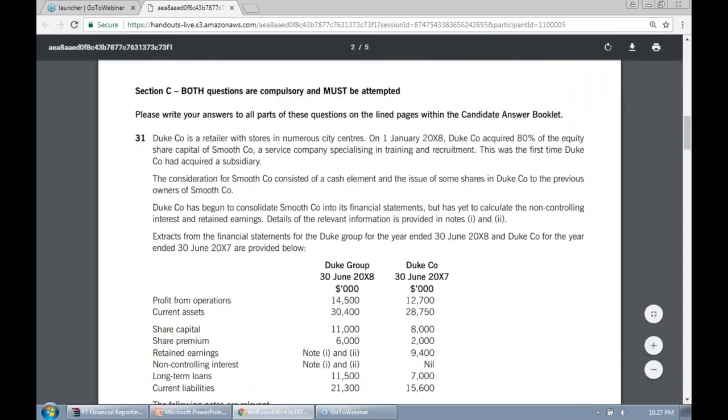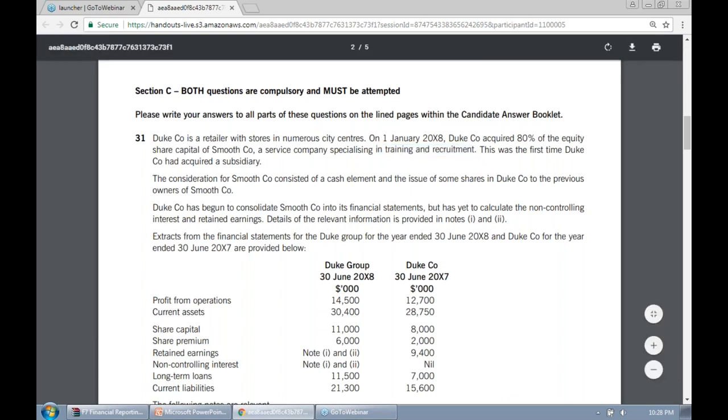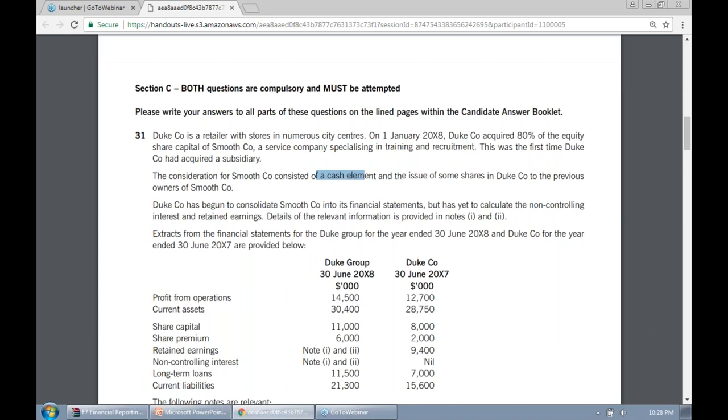Smooth is a service company specializing in training and equipment. So the company is actually giving training and equipment services, so there is no concept of cost of goods sold and inventory and something like this. This was the first time Duke acquired a subsidiary. The consideration for Smooth consists of a cash element and an issue of shares in Duke. So there must be a shortage in Duke from the previous year because they have acquired a subsidiary. So the cash balance should be substantially reduced.